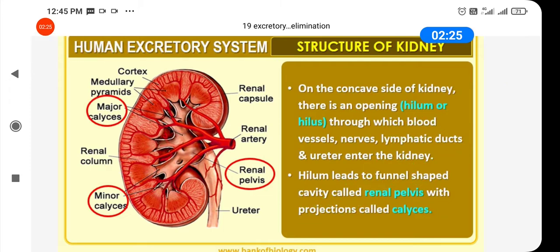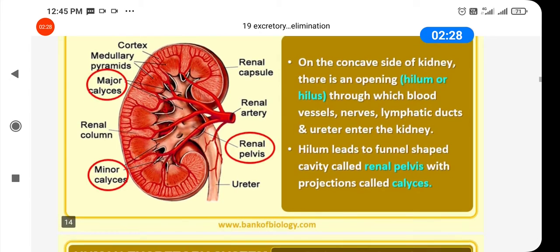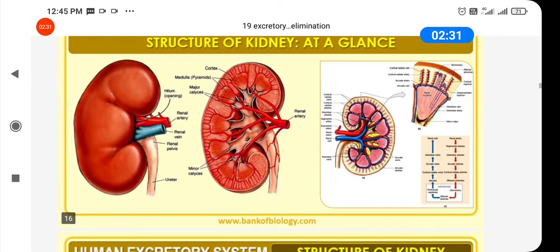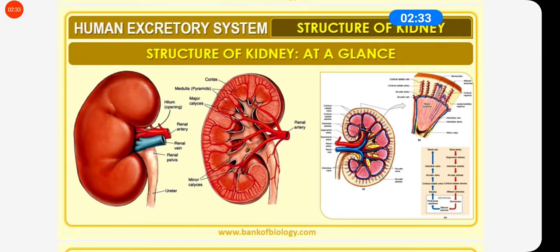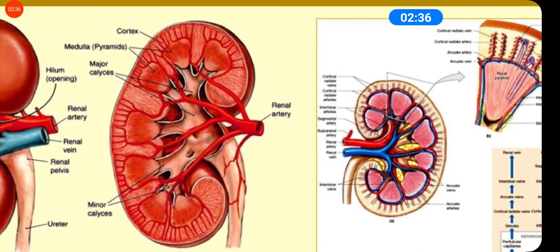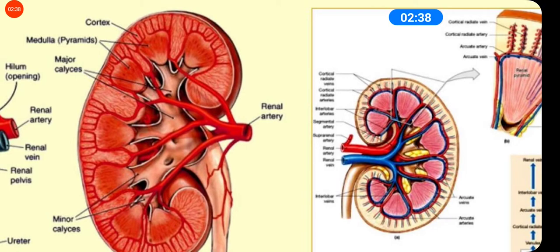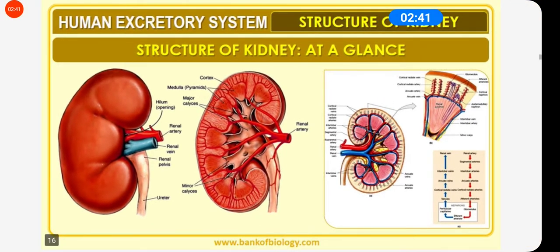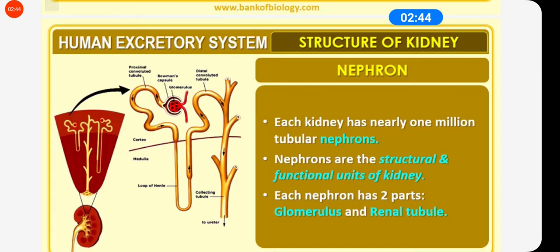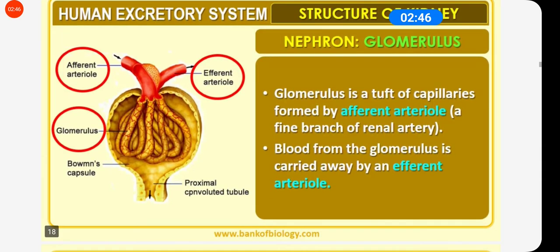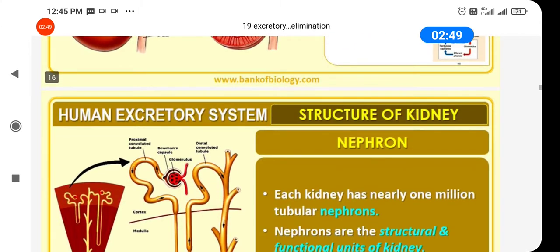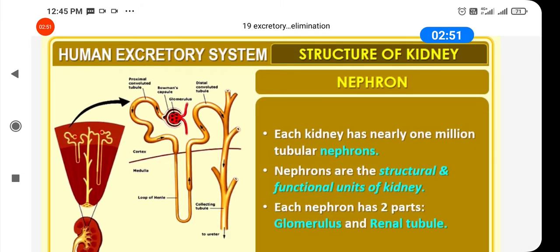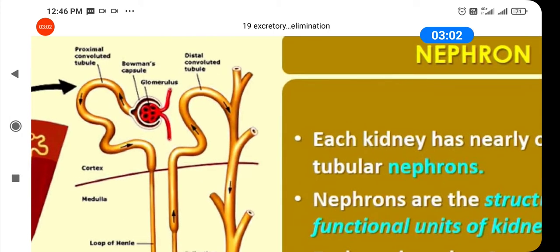You can note down. Now if we see the microscopic structure, you can see over here, this is a very beautiful diagram. You can see how pyramids are visible. Now in the microscopic diagram, the structural and functional unit of the kidney is the nephron. So the nephron consists of two parts. One is called the Malpighian body, or the renal capsule.